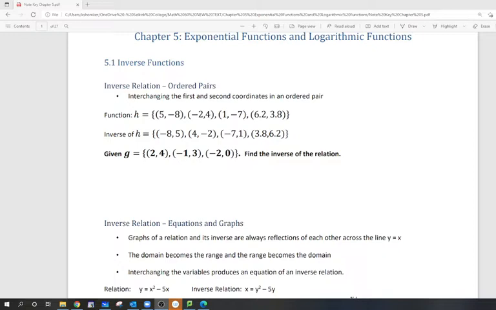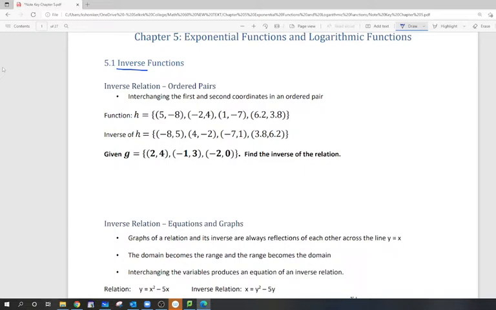We could have done this in chapter 1 really, but it's this idea of taking an inverse of a function. So the first thing we're going to look at is, what is an inverse? Well, taking an inverse, from the standpoint of ordered pairs, or anything really, is interchanging the x and the y values of an ordered pair.